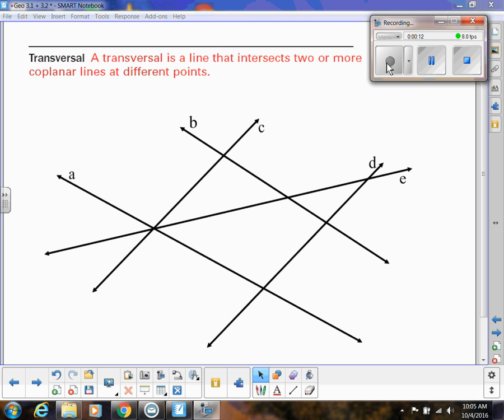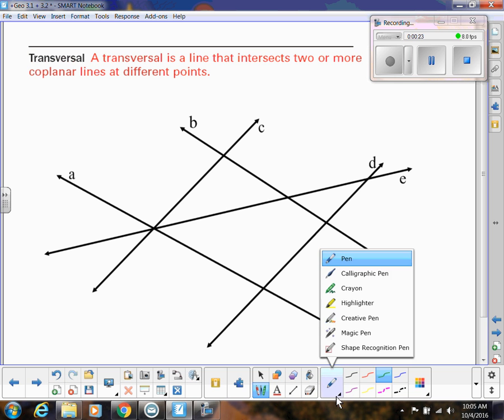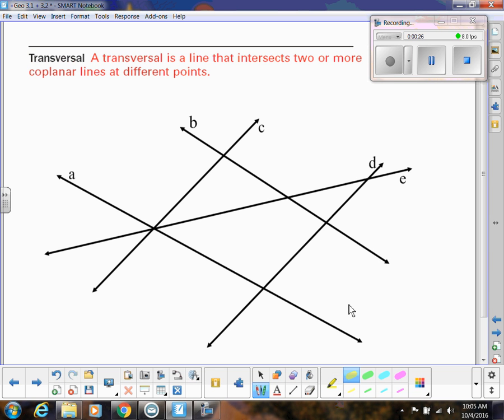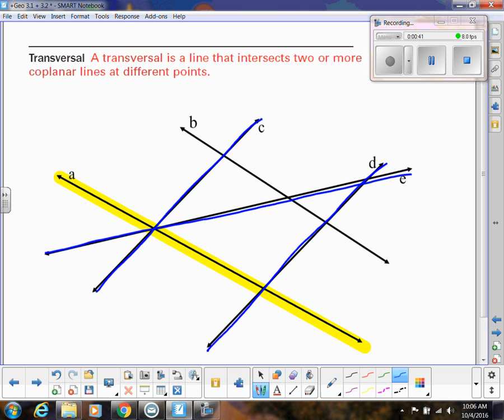A transversal is simply a line that intersects two or more coplanar lines at different points. All of these lines in this diagram can be considered transversals. So for example, let me highlight some. If I were to pick line A, you can see that line A intersects this line, E, it intersects line C, and it intersects line D. Right, so A intersects all three of those lines.